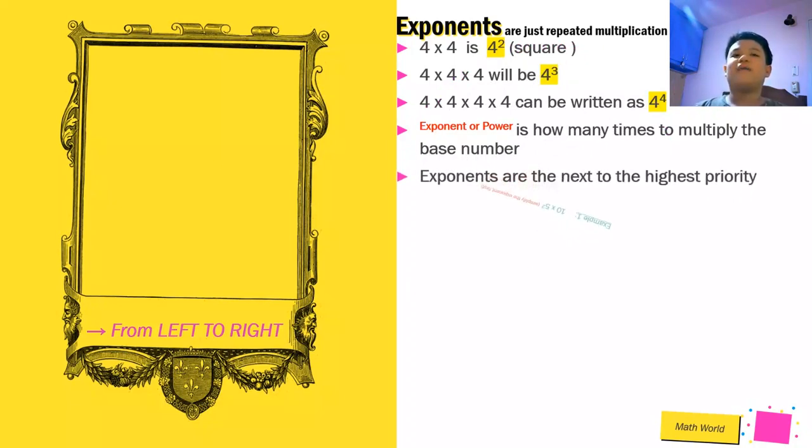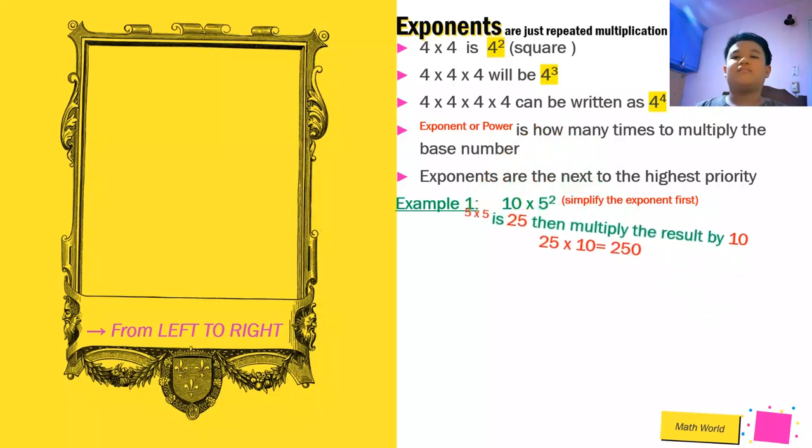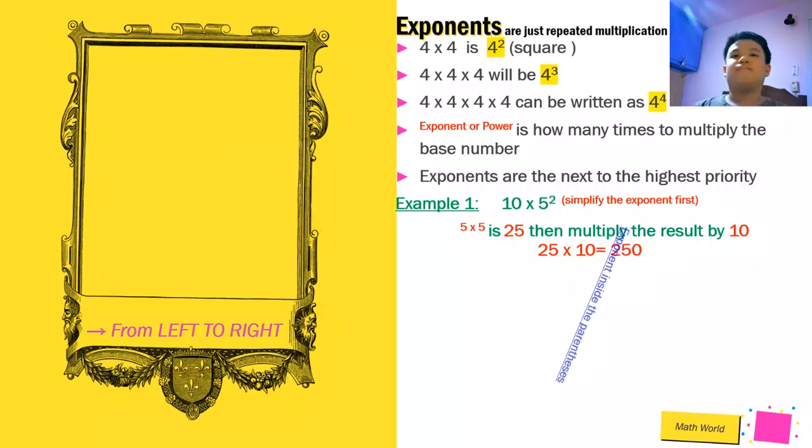10 times 5 squared. For this problem, we have to simplify the exponent first before we can do the other multiplication. The exponent is telling us to multiply 5 together twice. So 5 times 5 is 25. And after we do that, we can now multiply the result by 10. So 25 times 10 is 250.